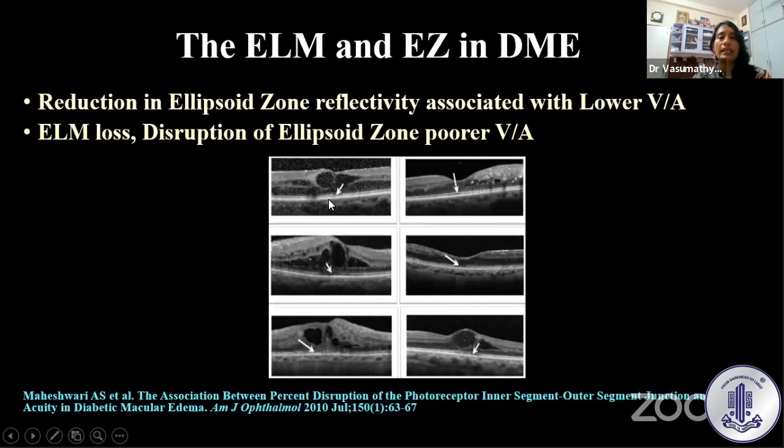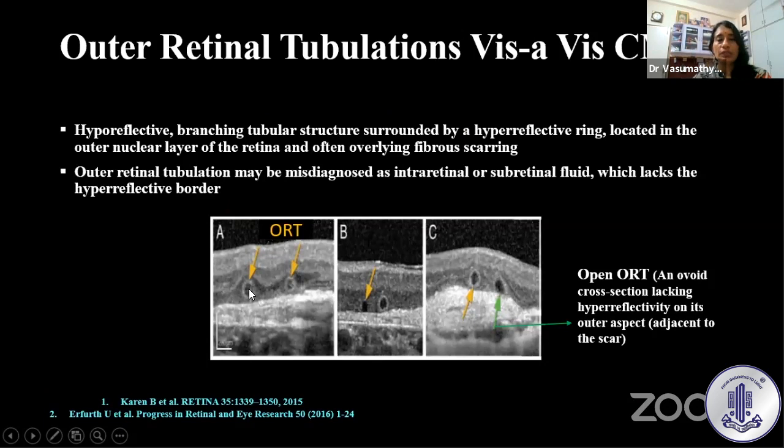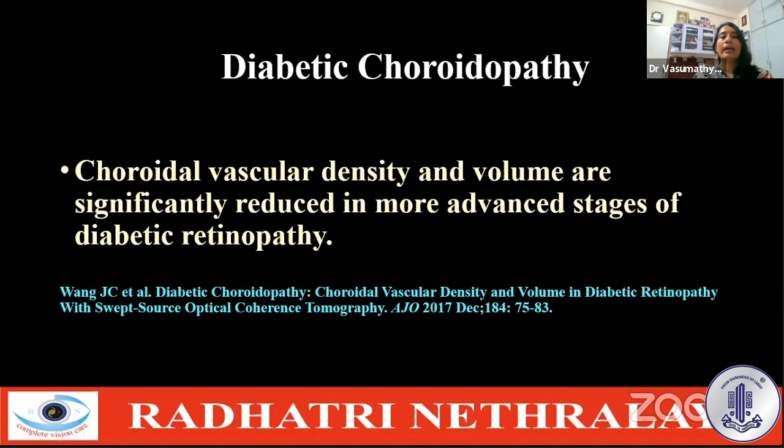And also, a lot of interest is now garnered on the outer retinal integrity and health in diabetic macular edema. Reduction in ellipsoid zone reflectivity with ELM loss are all said to be poor prognostic factors. And also the presence of outer retinal tubulations, which sometimes we talk about as ORTs in CNVMs. We also talk about ORTs in diabetic macular edema. They are hyporeflective tubular structures surrounded by a hyperreflective ring. They are not subretinal fluid. A beginner might misdiagnose it as intraretinal or subretinal fluid. This is basically outer retinal tubulation, and it's again a sign of chronicity.